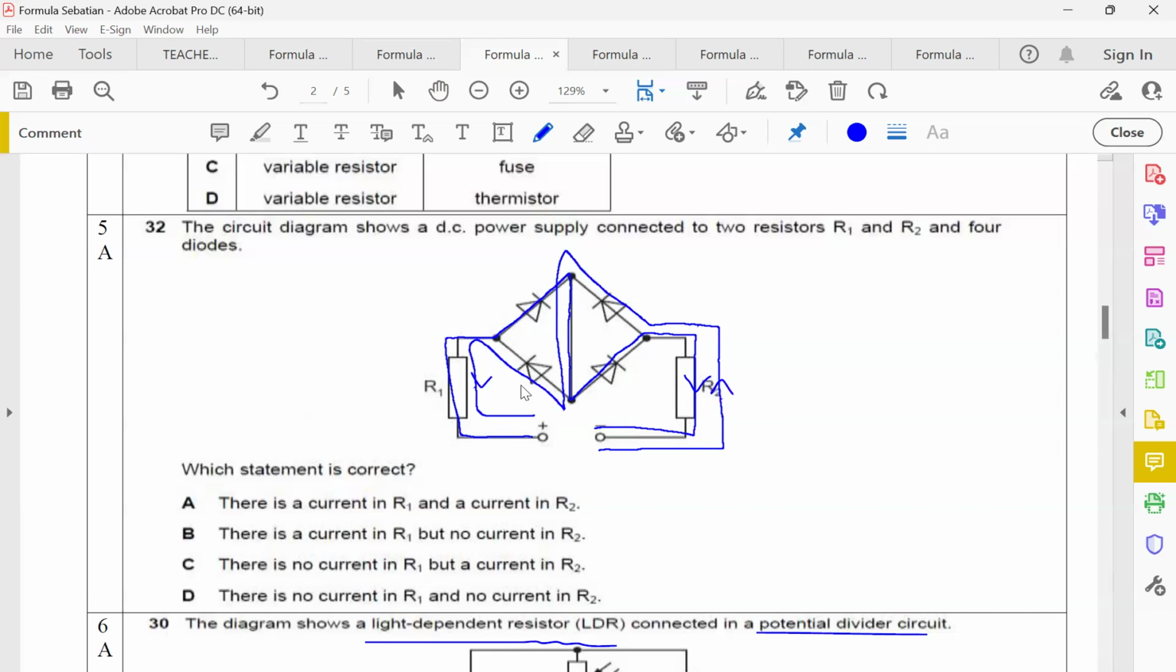Oh, guys, we're so bad. Which statement is correct? There is a current in R1 and a current in R2. Number one, A.